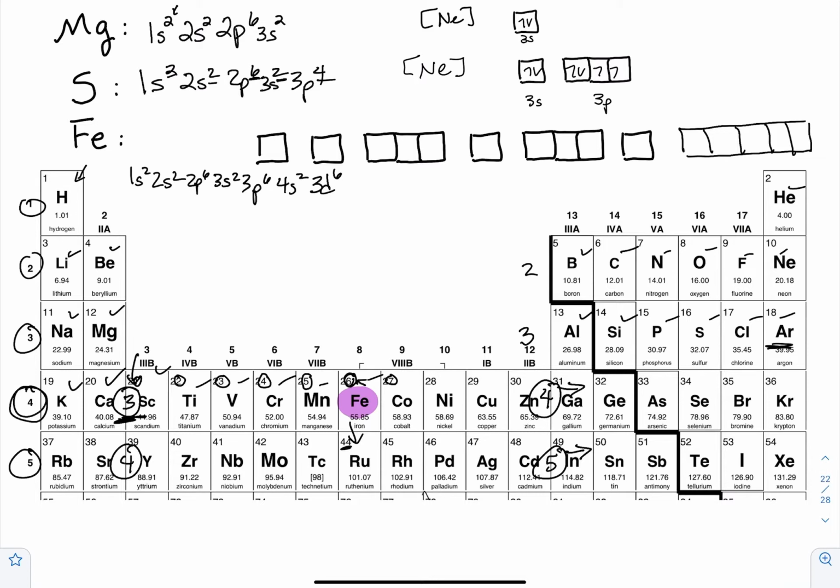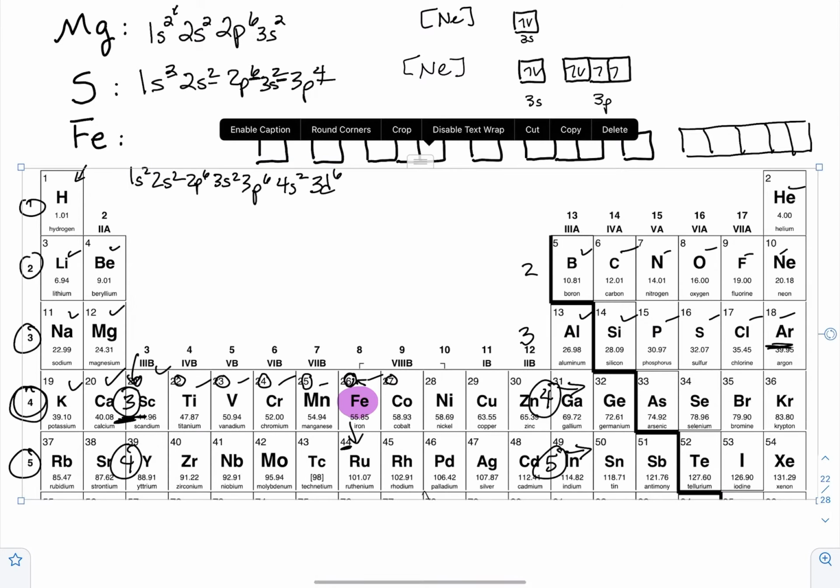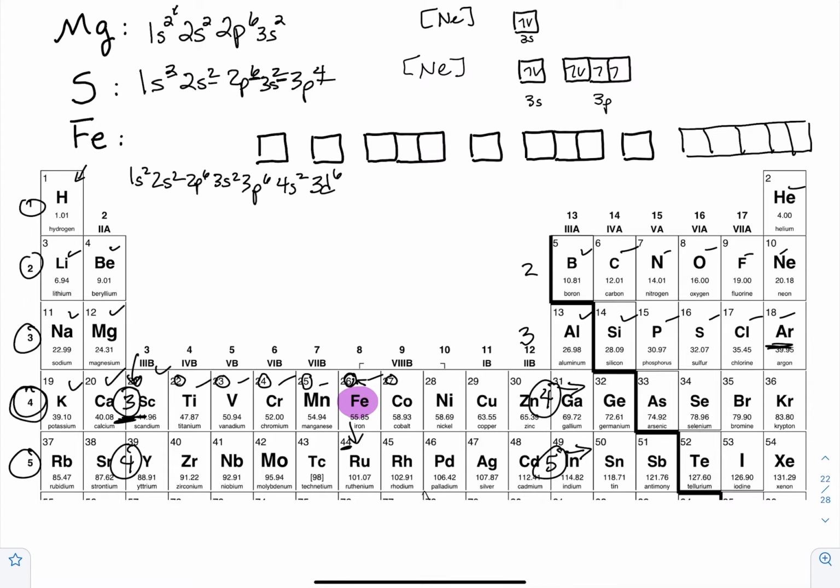And so I've got my configuration. Now I'm going to make this my orbital configuration. I don't have a lot of room right here. So this is my 1s. So 1, 2. This is my 2s. 1, 2. This is my 2p. 1, 2, 3, 4, 5, 6. This is my 3s. 1, 2. This is my 3p. So I'm right here. 1, 2, 3, 4, 5, 6.